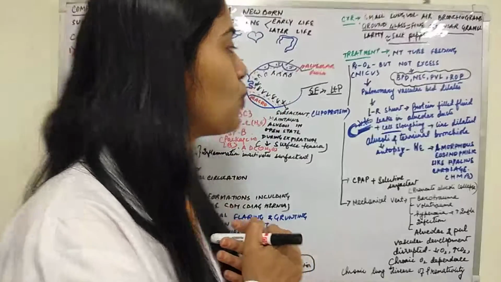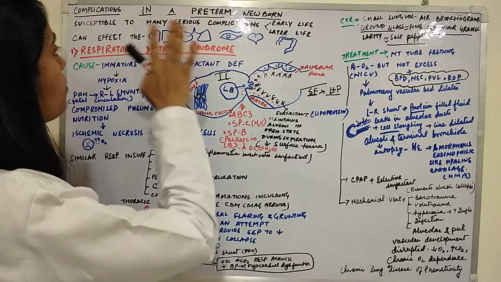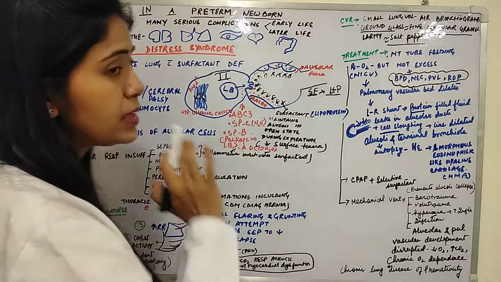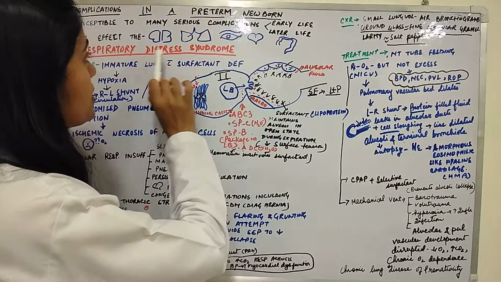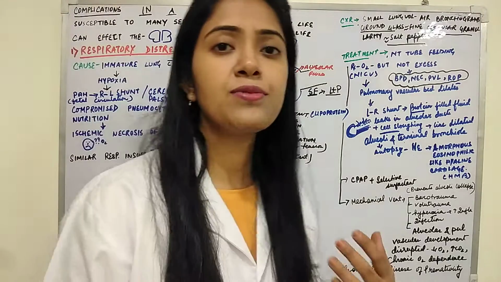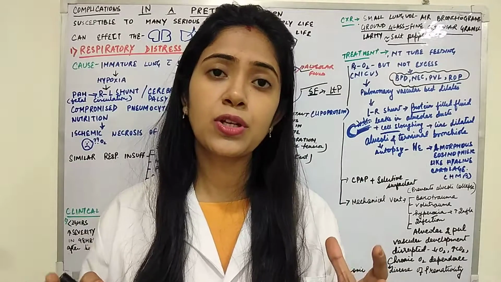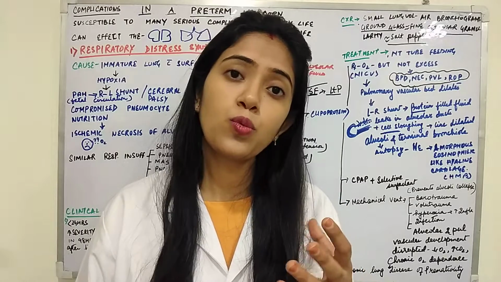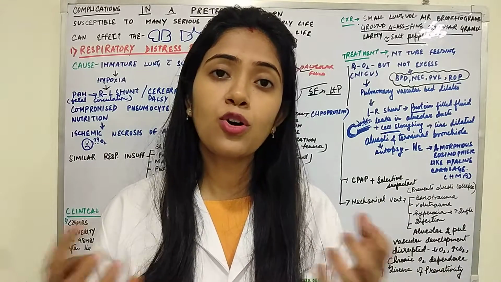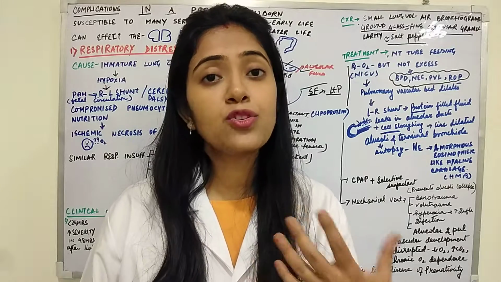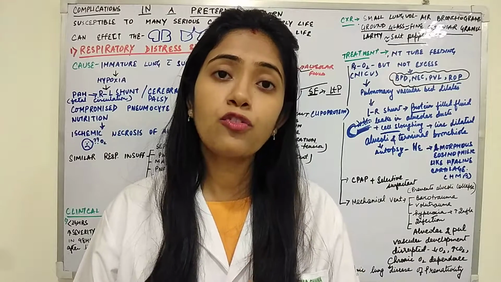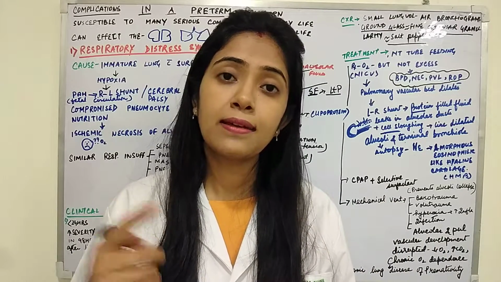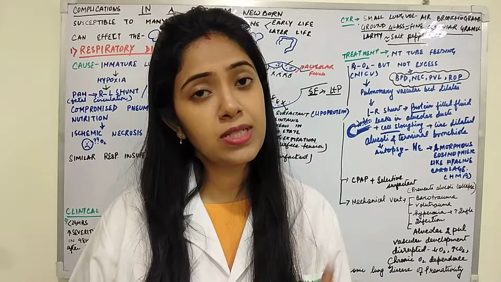Now, we will talk about the first and most common problem in preterm neonates, which is the respiratory distress syndrome. Respiratory distress syndrome is a situation where the lungs become stiff. It's like a stiff balloon which doesn't open up enough to accommodate air inside, and because of the lack of air entry or inflation into the lungs, there is hypoxia and respiratory distress.